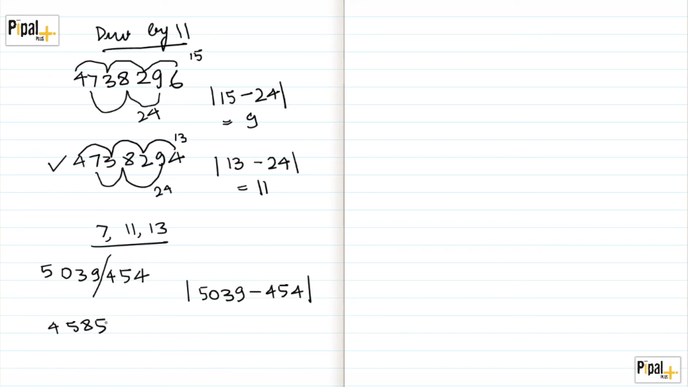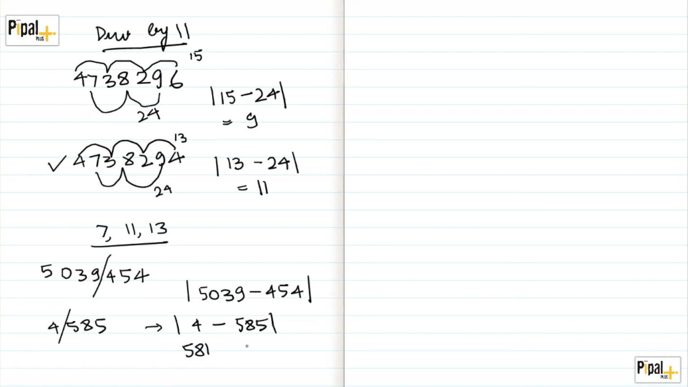This time I count the 3 digits from the right hand side. So I break 4585 into 2 parts, 4 and 585. I get the difference between 4 and 585. The mod sign removes the sign because the sign is not relevant, and I get 581. Now I test 581 for divisibility by 7.